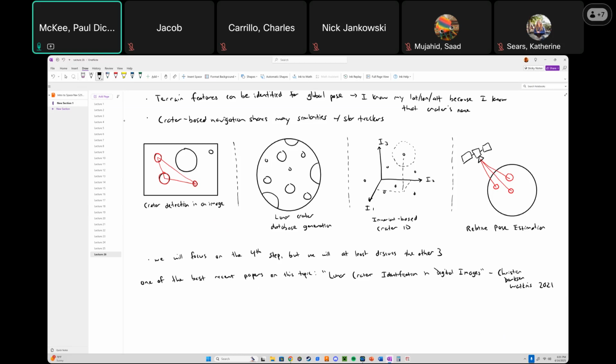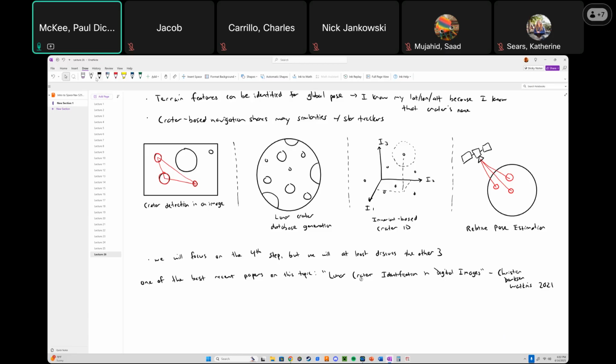And this is also an area of active research. People are still looking into this at NASA. Some of the most recent missions to the moon have demonstrated crater-based navigation on board. So this is hot off the presses stuff. This is still going on today.